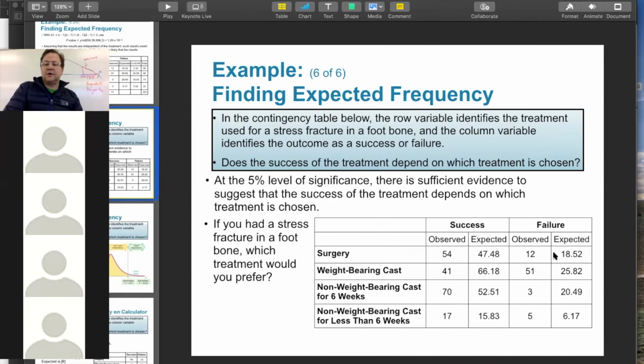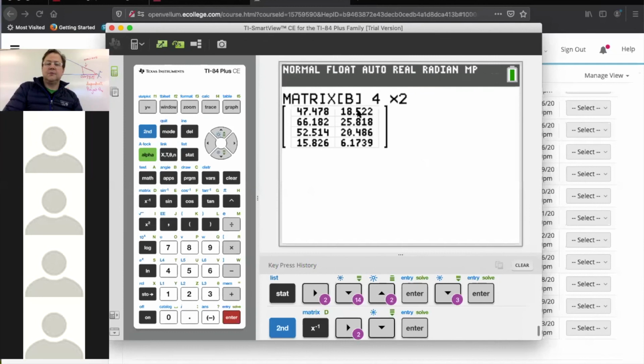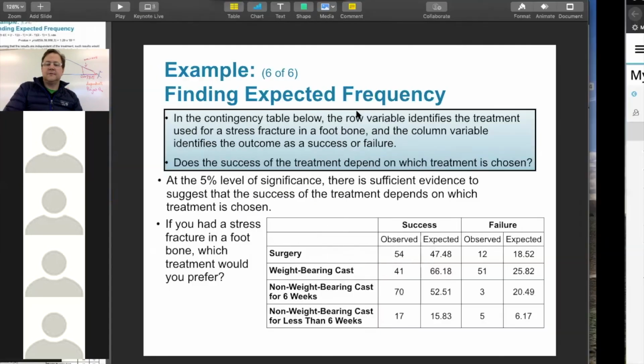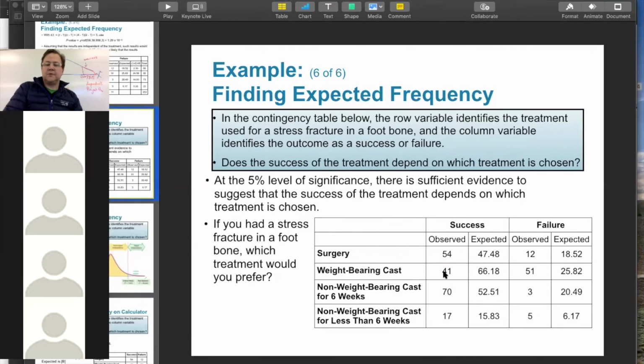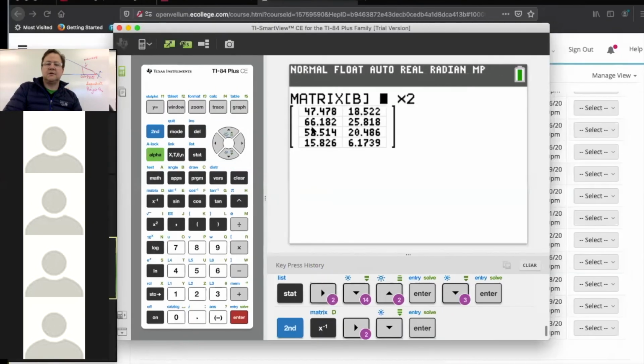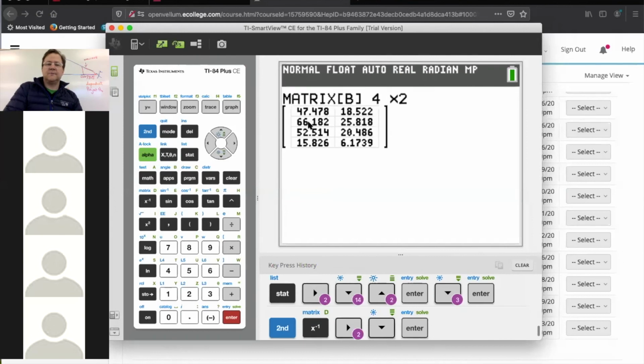So the calculator automatically took the row total, the column total, and divided by the grand total to get 18.52 and put it right there. The calculator automatically grabbed the row total here and the column total here, multiplied and divided by the grand total to get 66.18. That's what you see right there. So pretty convenient. At the end of the day, you can let the calculator do all the heavy lifting.